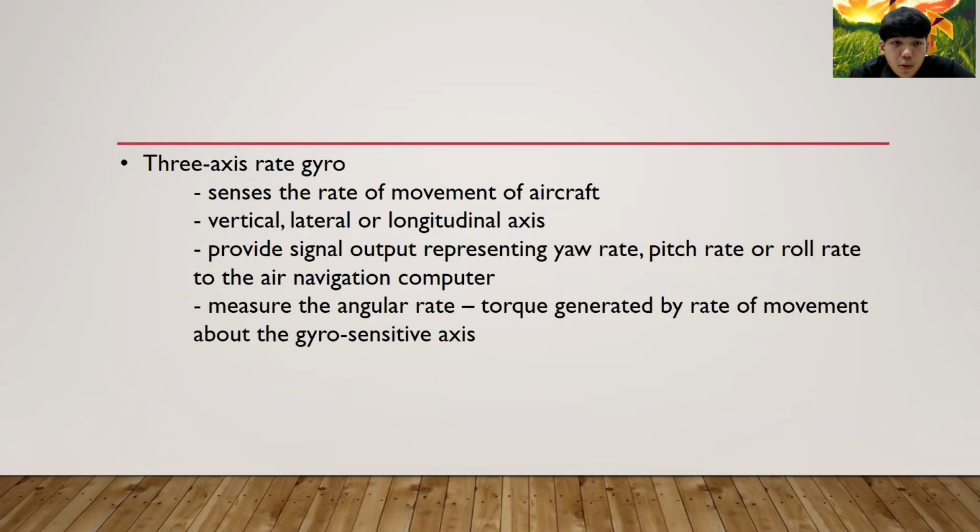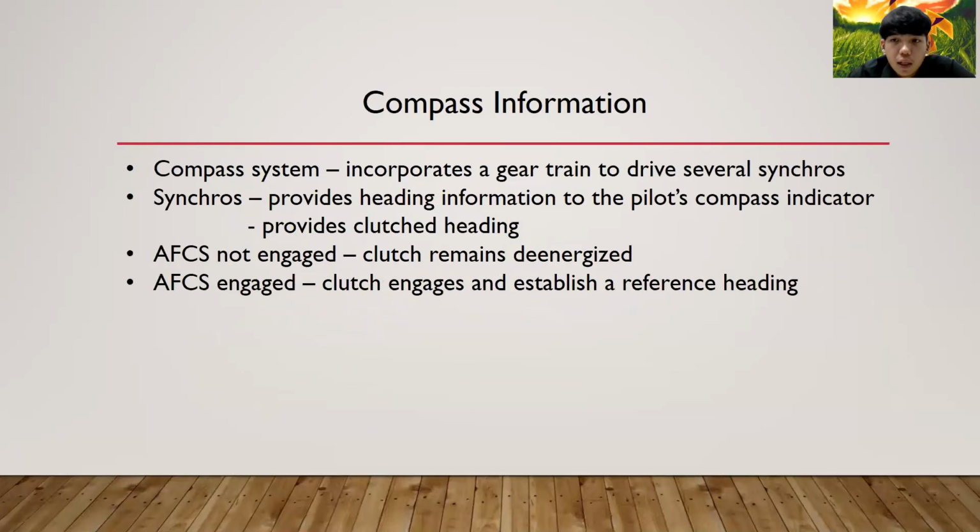The next gyro will be the 3-axis rate gyro. This gyro will sense the rate of movement of the aircraft in the vertical, lateral, or longitudinal axis. It also provides signal output representing yaw rate, pitch rate, or roll rate to the air navigation computer. It can measure the angular rates if there is torque generated by rate of movement about the gyro sensitive axis.